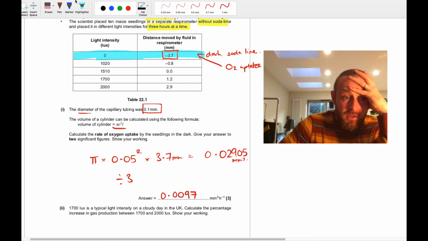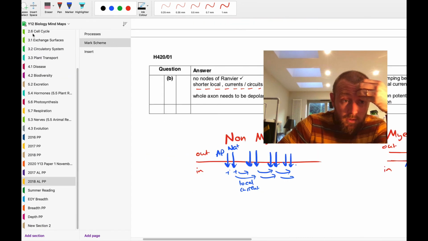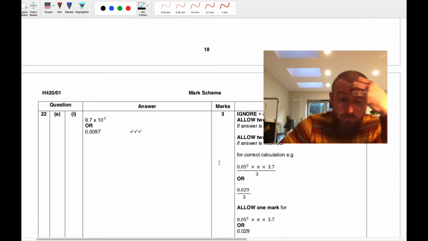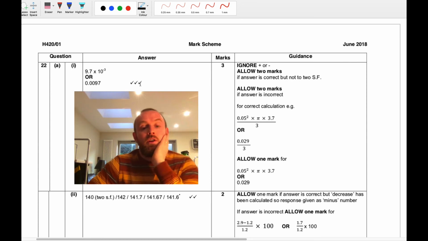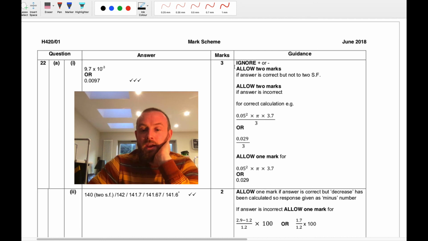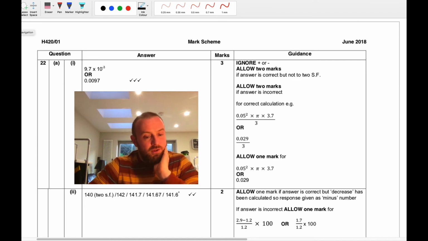That's quite a horrendous question. Let's just double check that I got that right. Yeah, 9.7 times 10 to the minus 3, or 0.0097. 3 marks for the correct answer, and if you didn't quite get there, have a look over here and see if you got 1 or 2 marks. On to the next one.